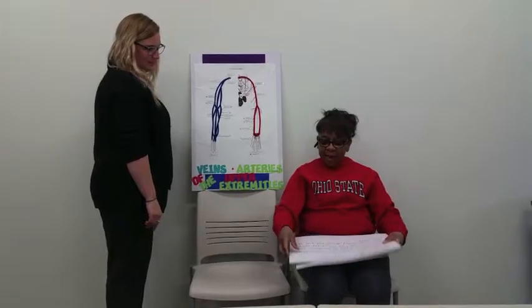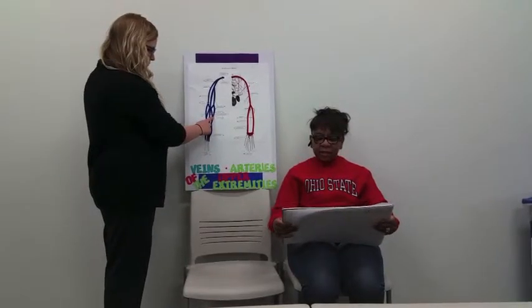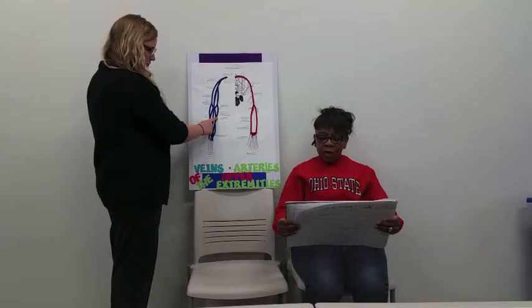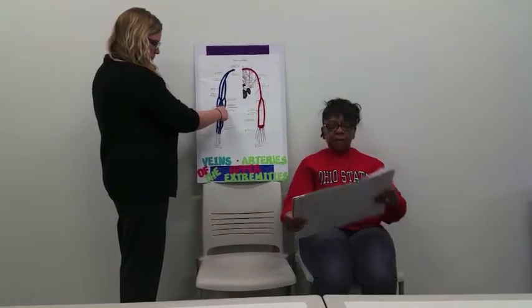Next, we have the ulnar vein. They mostly drain the medial aspect of the forearm. They arise in the hand and terminate when they join the radial vein to form the brachial vein.